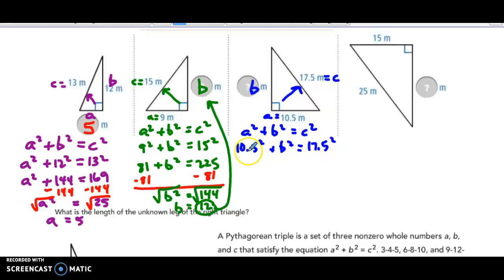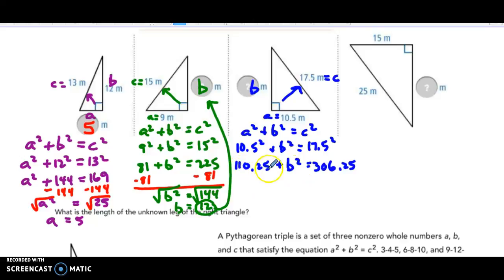But 10.5 times 10.5 is 110.25. B squared remains the same. And 17.5 squared is 17.5 times 17.5, which is 306.25. So notice I didn't round these at all. I put the full exact value for these, and now I'm going to try to isolate b squared and then simplify it to just b.